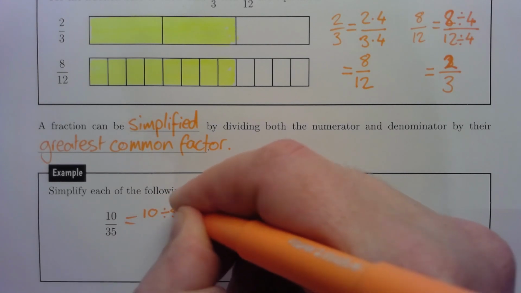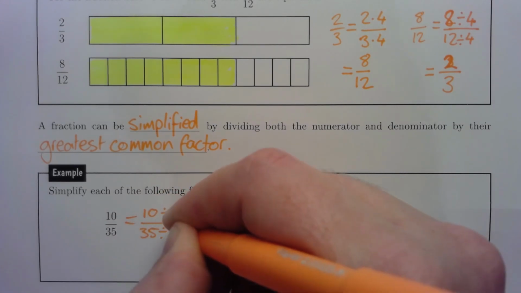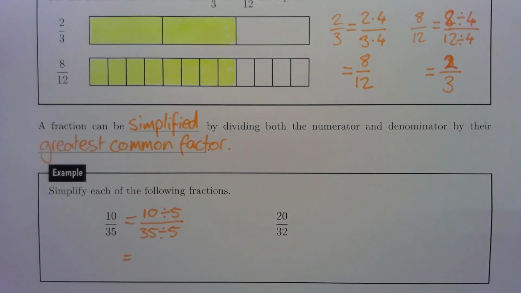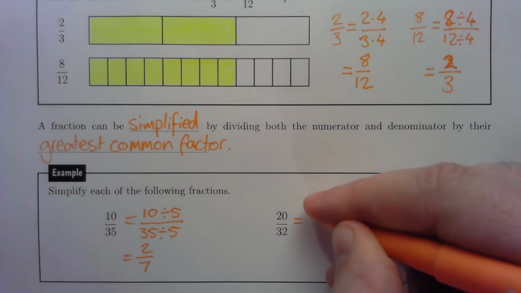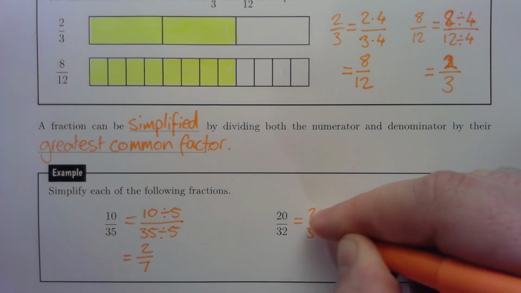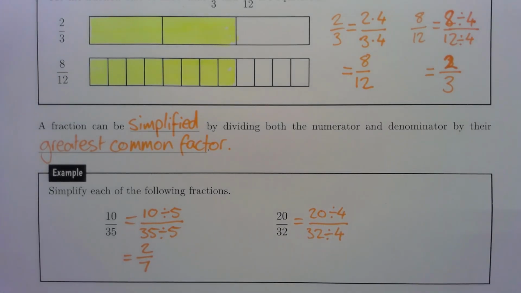That number turns out to be 5. Dividing both 10 and 35 by 5, we get 2/7. 20 and 32 have a greatest common factor of 4. So we can divide both 20 and 32 by 4 and we get 5/8.